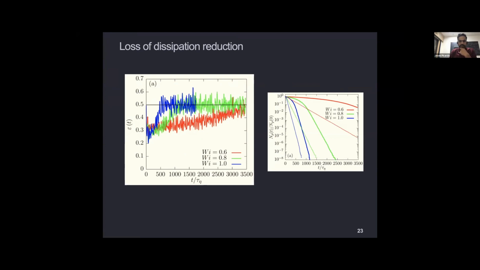drag without walls. And the important thing to note here is that if you look at a small Weissenberg, its maximum dissipation reduction is less, but it lasts for a long time because they break up more slowly. But the large Weissenberg case, which is 0.1, it actually loses the dissipation reduction effect very fast because it breaks up quickly. So if you really want to maximize drag reduction or dissipation reduction in a time integrated fashion, then you should go for an intermediate Weissenberg.